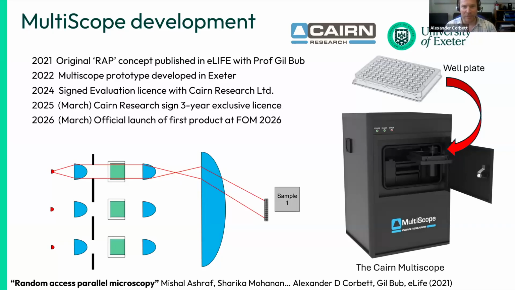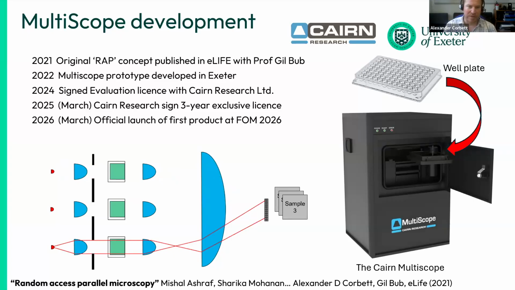We then got the interest of Cairn Research, signed an evaluation license in 2024 and a full license in March 2025. Just 12 months later, we had the official launch of the Multiscope, which you can see there on the right-hand side. The working principle, as Gil's already covered, is that we can switch between different well positions indicated by the green squares there, just by switching lights on and off. We can use the same camera to sample each well at the full camera resolution.